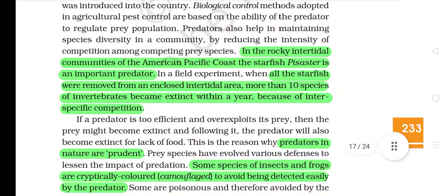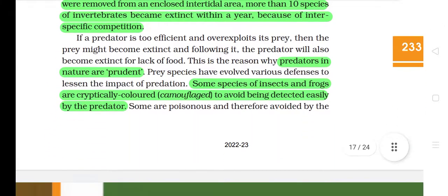Predators also help in maintaining species diversity in a community by reducing the intensity of competition among competing prey species. In the rocky intertidal communities of the American Pacific coast, the starfish Pisaster is an important predator. In a field experiment, when all the starfish were removed from an enclosed intertidal area, more than 10 species of invertebrates became extinct within a year because of interspecific competition.